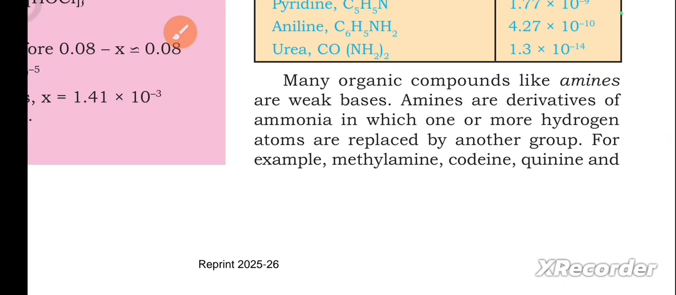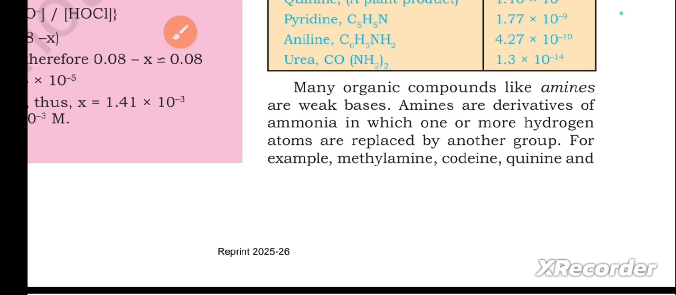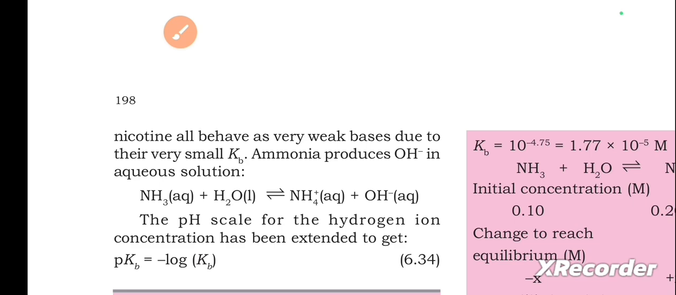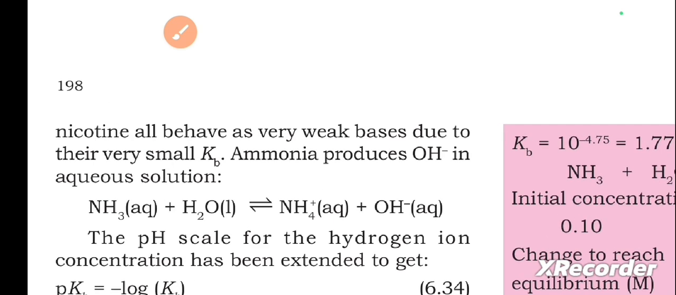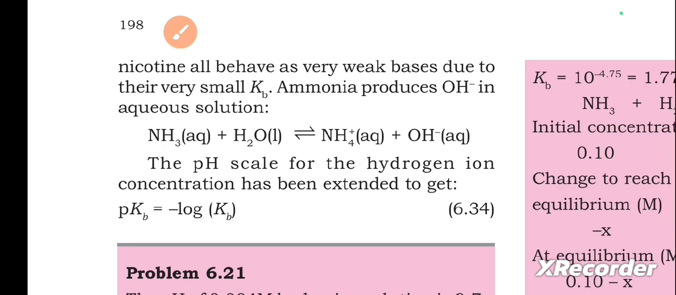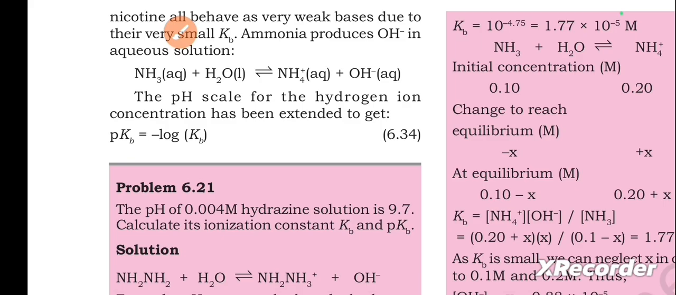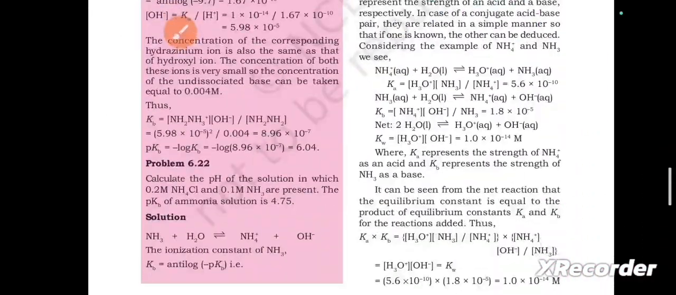Many organic compounds like amines are weak bases. Amines are derivatives of ammonia in which one or more hydrogen atoms are replaced by another group. For example, methylamine, codeine, quinine, and nicotine all behave as very weak bases due to their very small Kb. Ammonia produces OH- in aqueous solution. The pH scale for the hydroxide ion concentration has been extended to get pKb equals minus log Kb.